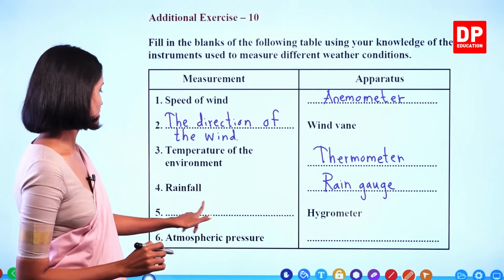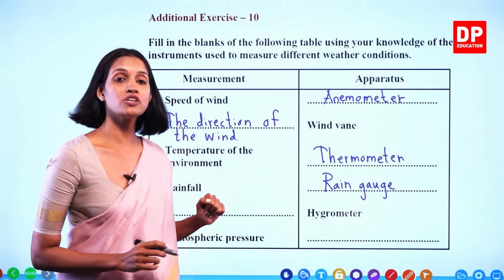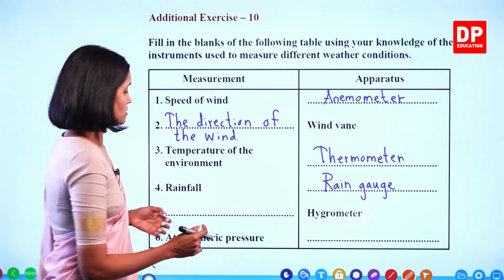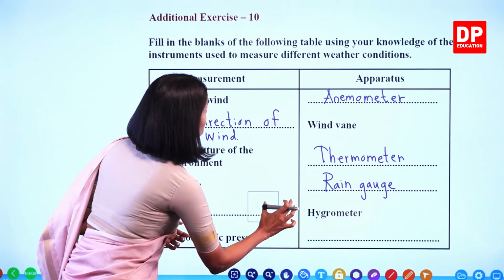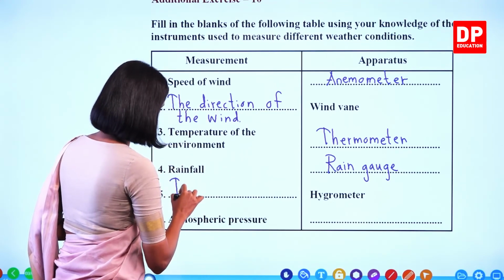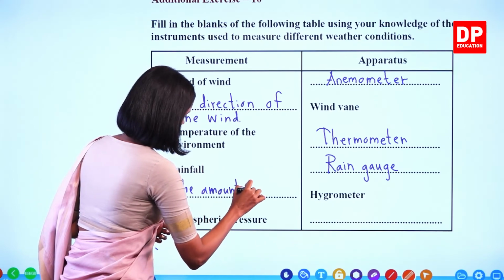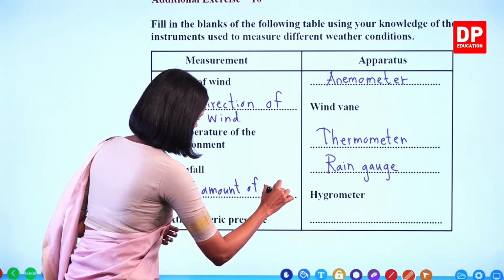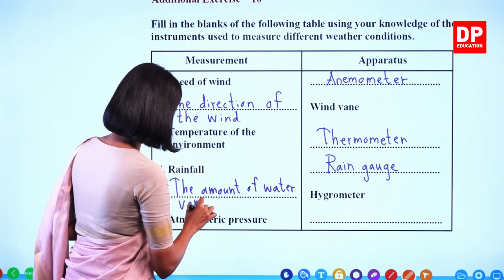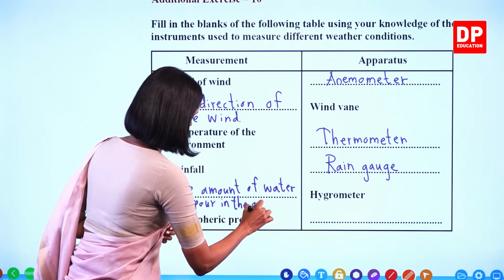Number 5, here blank, hygrometer. Hygrometer is used to measure the amount of water vapor present in the atmosphere, right? We'll write what is the measurement that can be taken. Oh, the humidity. The amount of water vapor in the atmosphere.